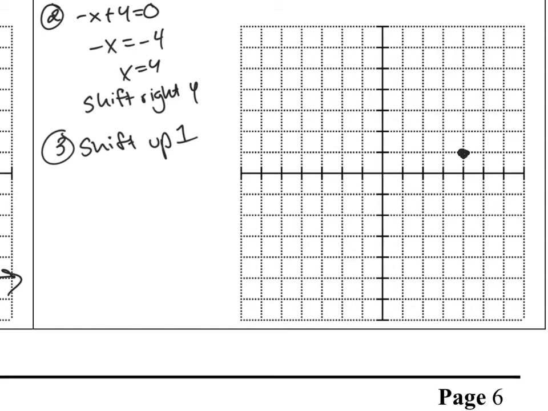Negative 5 plus 4, negative 1 cubed, negative 1 plus 1 is 0, all right? Now let's do when x is negative 3. Well, still negative 3 plus 4 is 1, 1 cubed is 1, 1 plus 1 is 2. Okay, so now our function looks like this, with our end behaviors going in the opposite direction, okay?